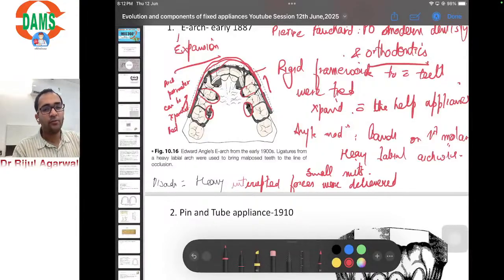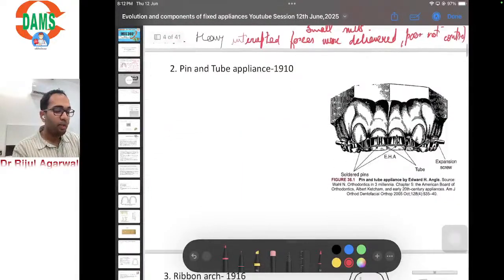Only heavy interrupted forces were delivered. And next, there was poor rotation control. We were not able to derotate the teeth with the help of this E arch. So next came the pin and tube appliance. From now on, the subsequent appliances which will come were all given by Angle.